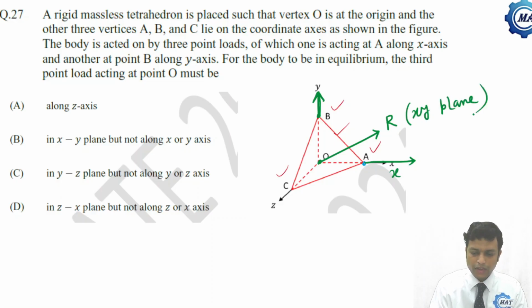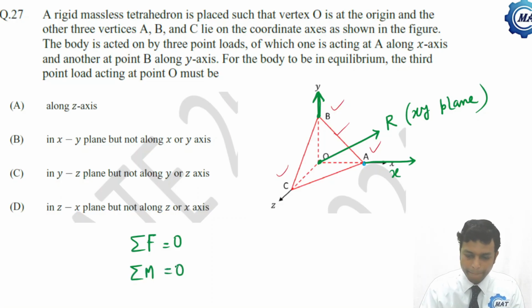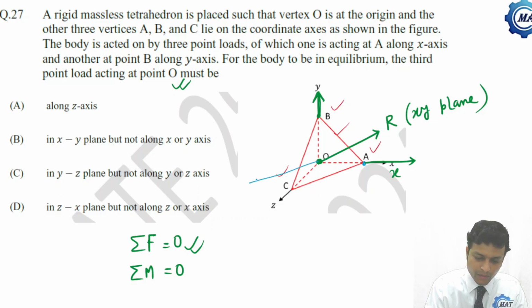Now we know that for equilibrium, summation of all forces is 0 and summation of all moments is 0. Now if this is the resultant force, then at point O, for the summation of all forces to remain 0, we have to add one force which is opposite to R. Opposite to R means it must lie on the xy plane. So this is R prime. R prime must pass through O and it must lie on the xy plane.